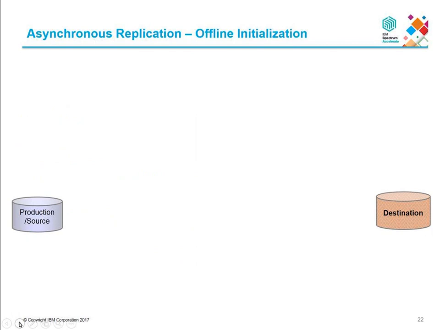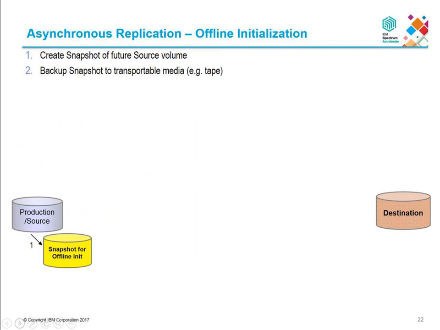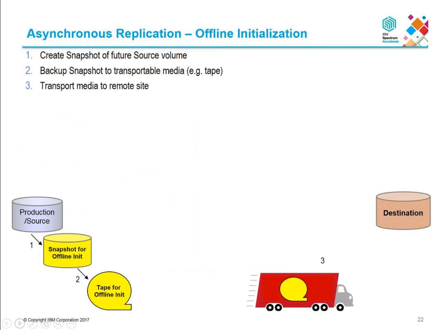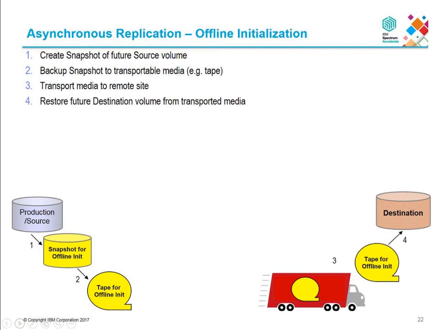So for offline initialization, again, my production and my destination volumes used to be the same. I'm going to take a snap of that source volume and use it for offline init. I'm going to back it up, move it, restore it, and then go ahead and create my async mirroring, specifying the offline init again. I'll start doing checksums on the 64K boundary, only moving the data that has changed, that doesn't have the same checksum.